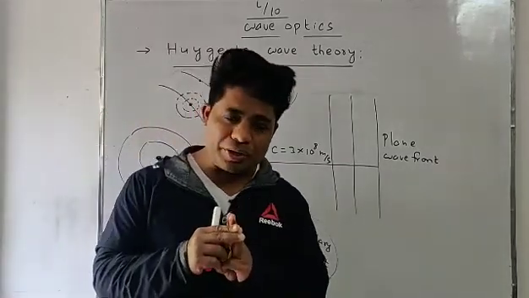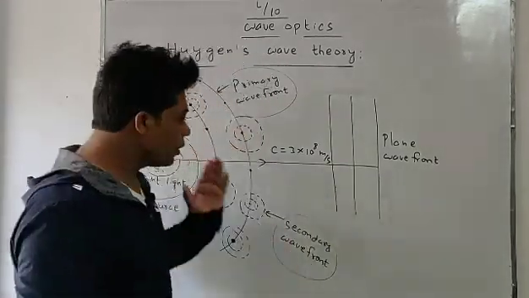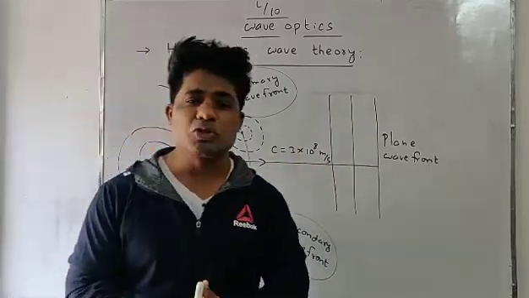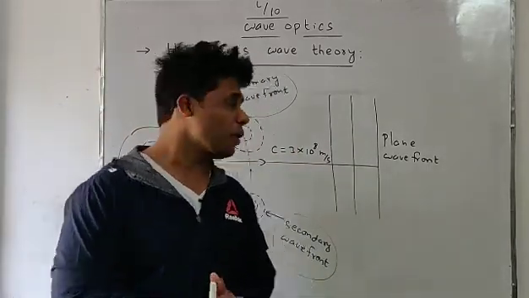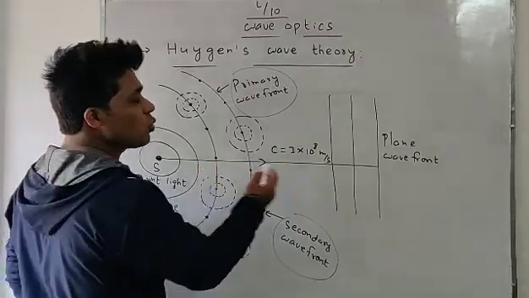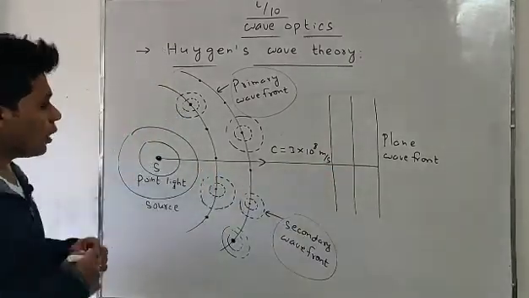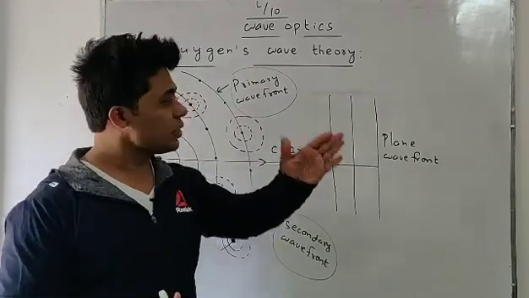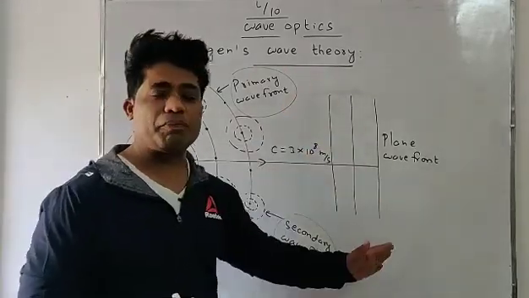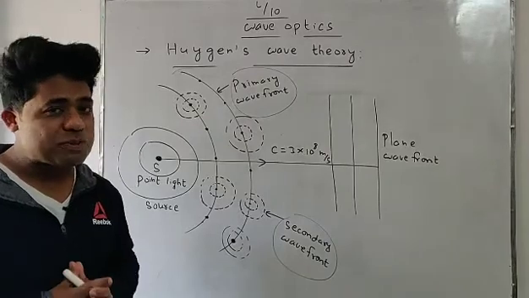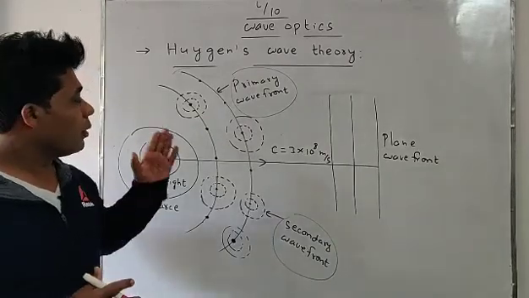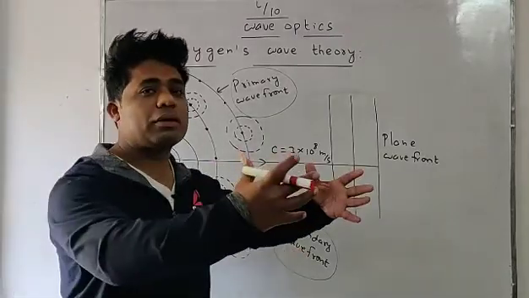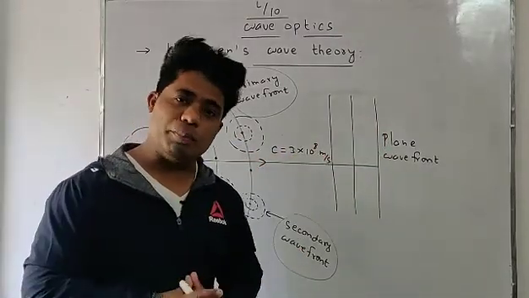The third point is that primary and secondary wavefronts travel in the medium with the speed of light, that is 3 × 10^8 meter per second. And after traveling such a long distance, we know whether the cylindrical wavefront or spherical wavefront, when it travels a long distance, it will convert into a plane wavefront. The fourth point of Huygens principle is that primary wavefront and secondary wavefront will spread in all directions throughout the medium.